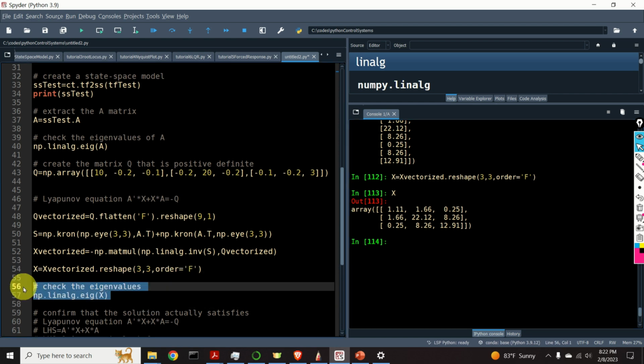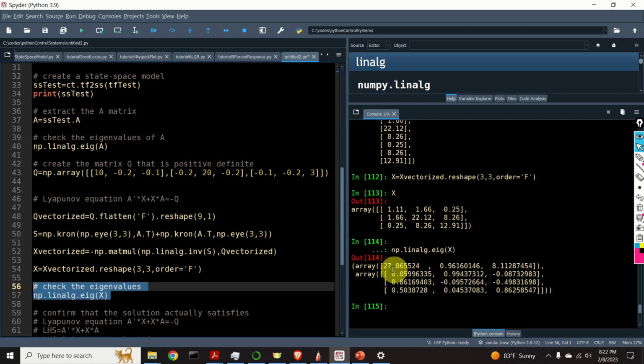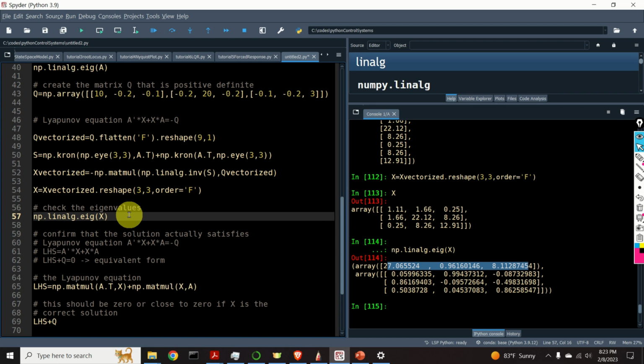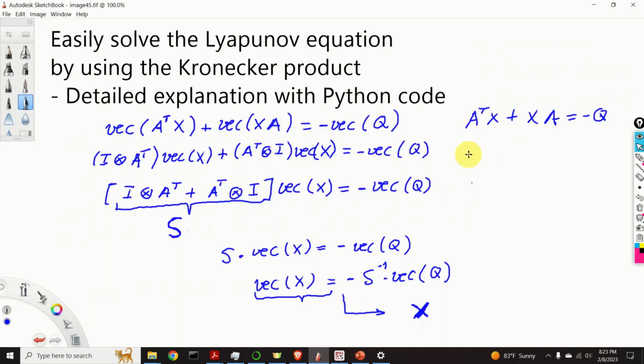Okay, let's check the eigenvalues of this matrix, and we can see that the eigenvalues are actually positive, and this implies that our matrix X is actually positive definite, since we know that positive definite matrices have positive eigenvalues. Perfect. However, how can we verify that we have correctly implemented this procedure and that we have actually solved our Lyapunov equation? Well, we can compute the residual. So what is the residual? Let's go back to our sketch over here.